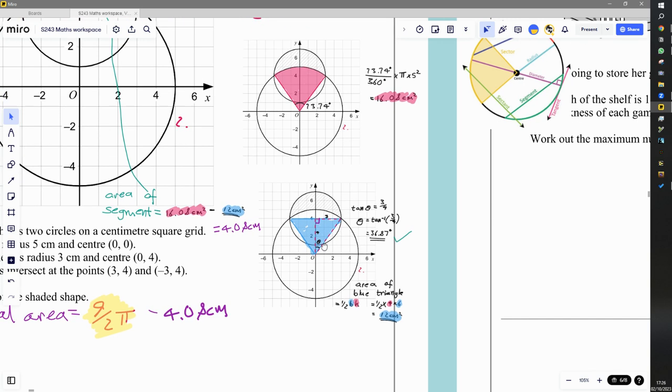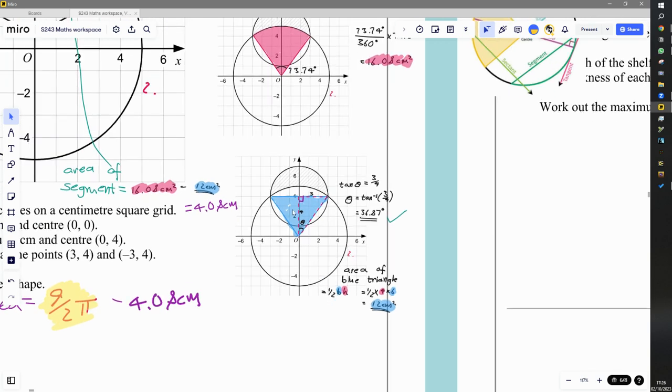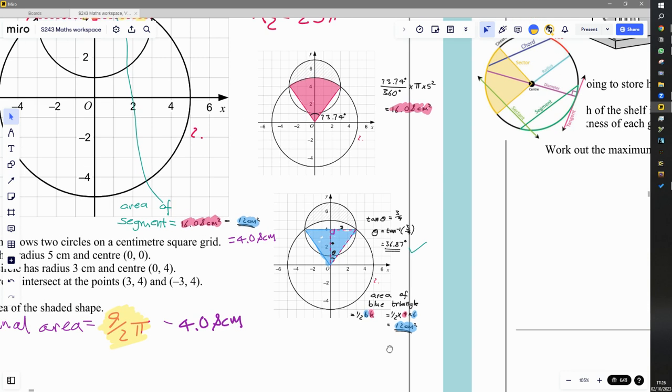So the other thing that I did with this blue triangle down here is work out the area of the blue triangle, just using half base times height, and it's upside down, so it doesn't matter. The base of the triangle is 6, and the height is 4. So half times 4 times 6 gives me 12 centimeters squared.